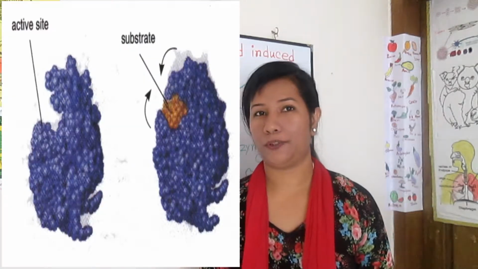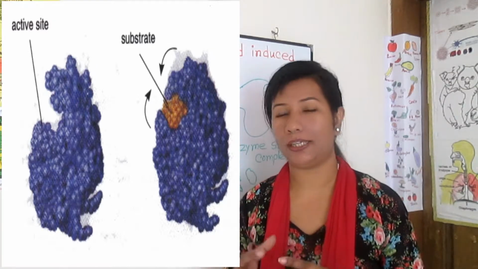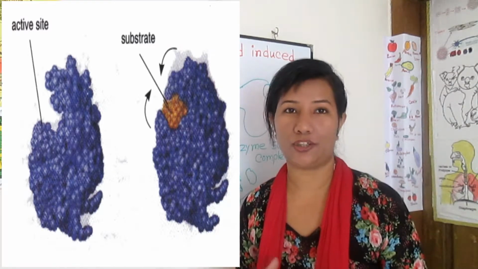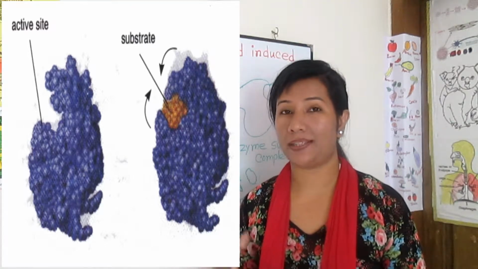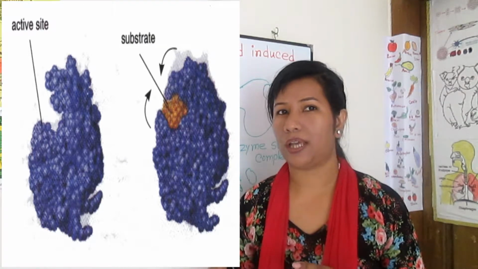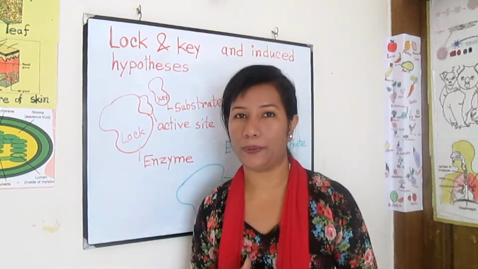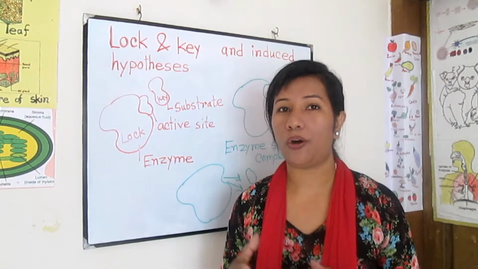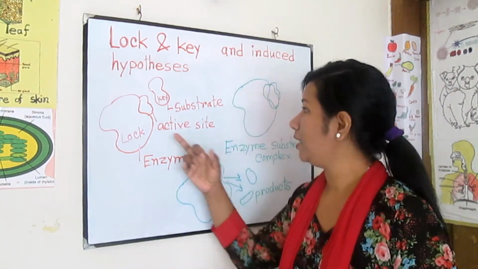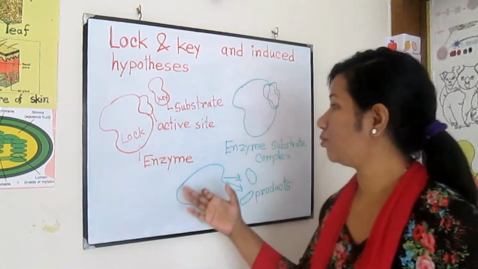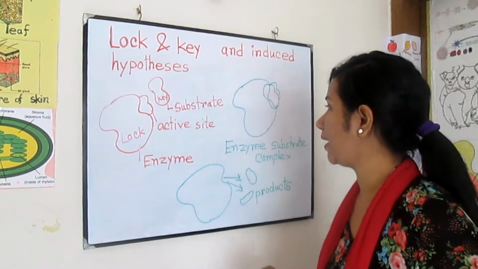Enzymes are globular proteins. Like all globular proteins, enzyme molecules are coiled into a precise three-dimensional shape with hydrophilic R groups and side chains on the outside of the molecule, which ensures that they are soluble. Enzyme molecules also have a special feature in that they possess an active site. So you can see here the diagram. This one is an enzyme, this is a substrate, and this one is the active site.